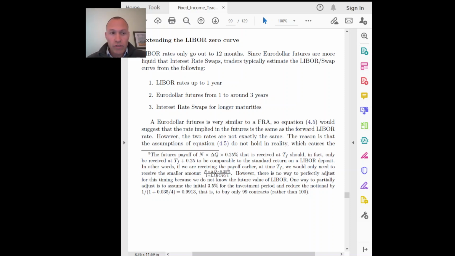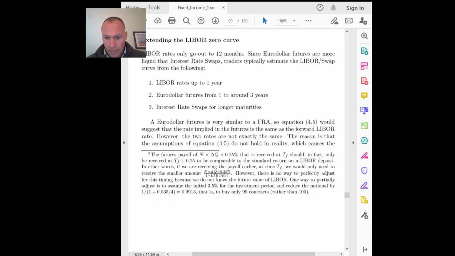So the idea is the following. We're going to use LIBOR rates up to 1 year, which is what is available, okay? And then we will use Eurodollar futures for some period of time, usually from around 1 to 3 years. And after that 3 years or so, switch to swaps again, okay? So why do we use the Eurodollar futures only within this range of only up to 1 or 3 years?